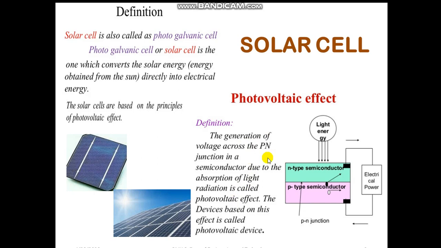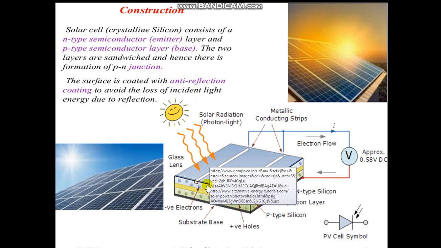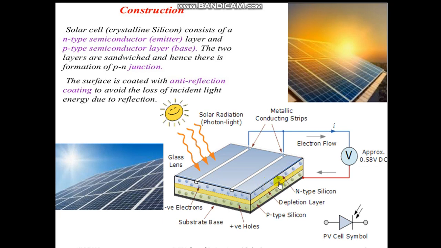In the next slides we will discuss the basic construction of solar cells. The first layer is n-type silicon, and then we have p-type silicon, and a p-n junction is formed, sandwiched between the n-type and p-type silicon. In n-type silicon the majority carriers are electrons, that is negative charges, and in p-type silicon the majority carriers are holes, that is positive charges. In between we have the p-n junction.